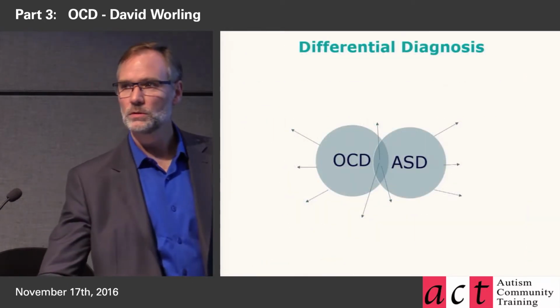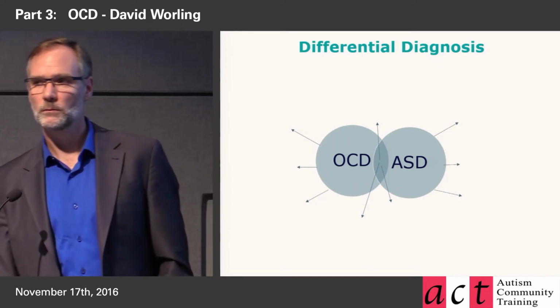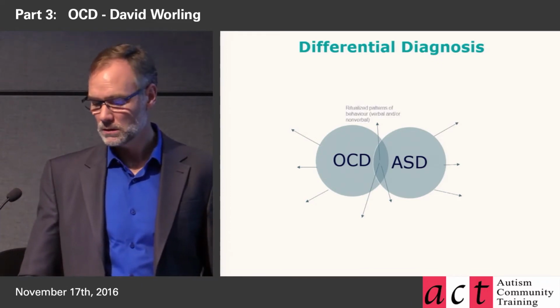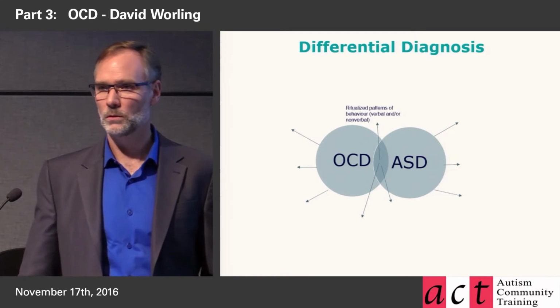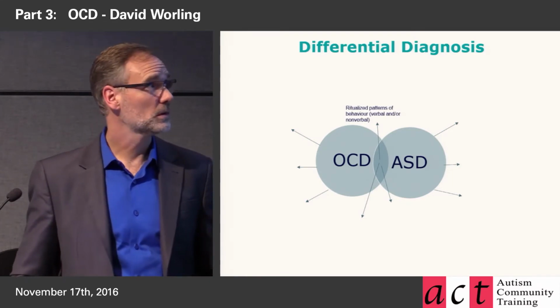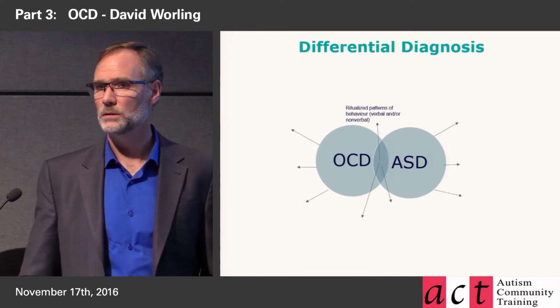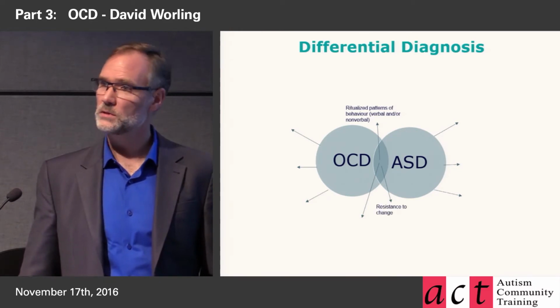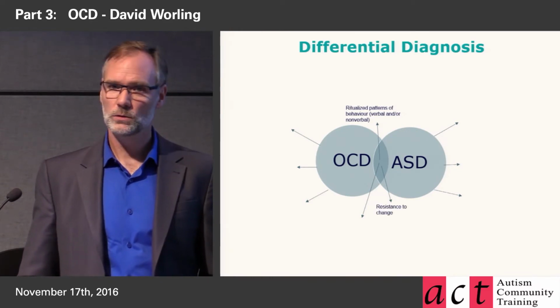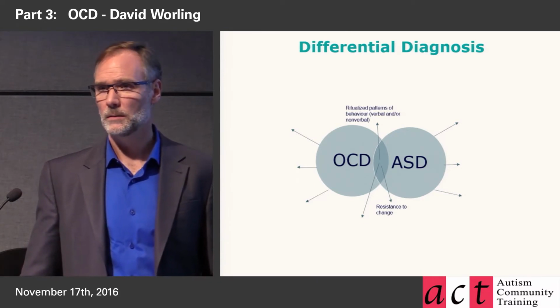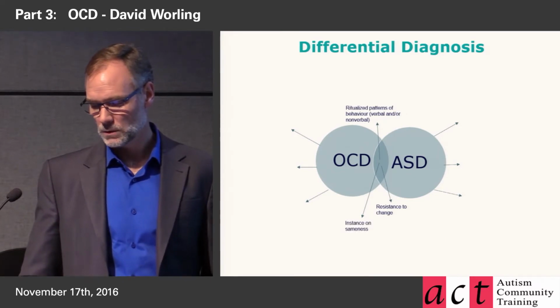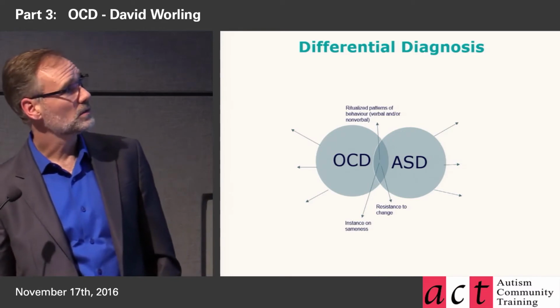So if we take the two diagnoses separately and look at them, we clearly have some overlap. So to begin with, ritualized patterns of behavior, either verbal or nonverbal, those are clearly in both conditions. As is the resistance to change. An individual who has OCD, particularly in kids, has a hard time starting to work on that because it's quite anxiety-provoking to imagine stopping doing what you're doing, which also leads to an insistence on sameness.